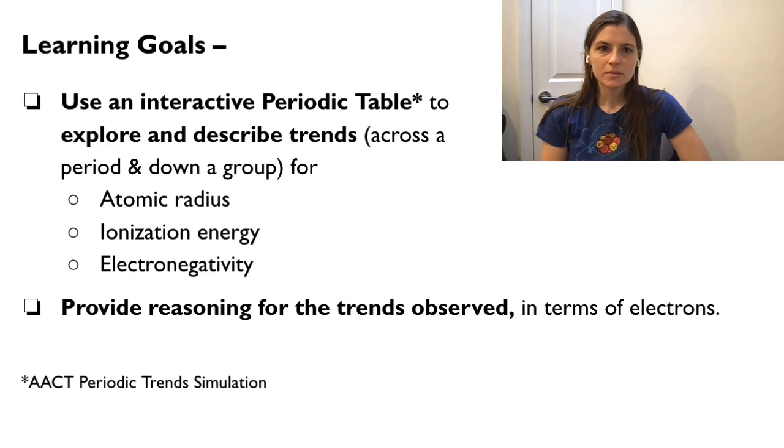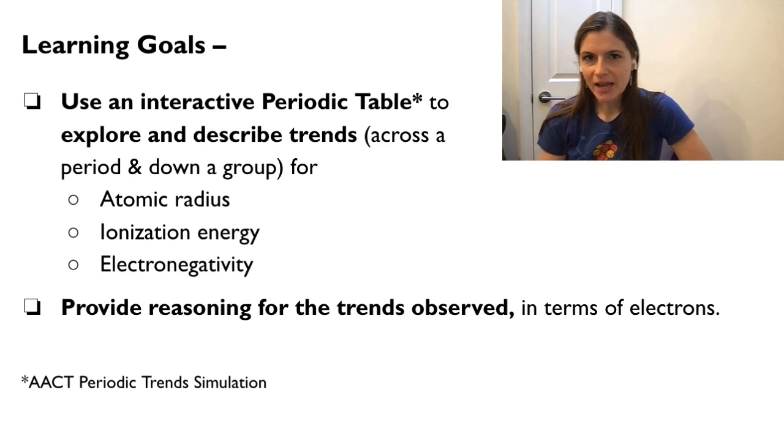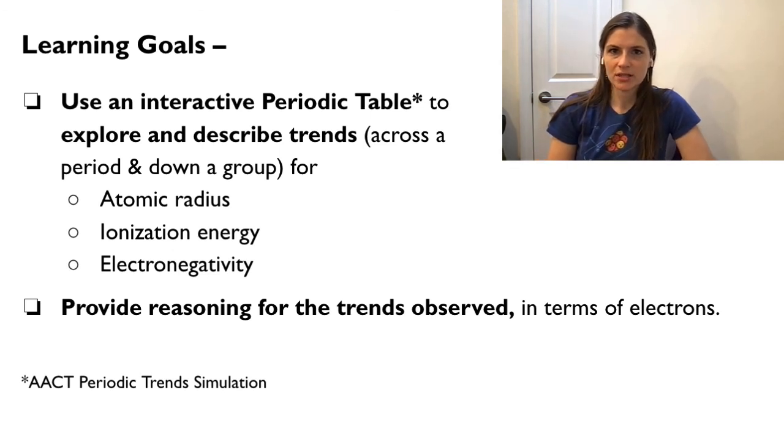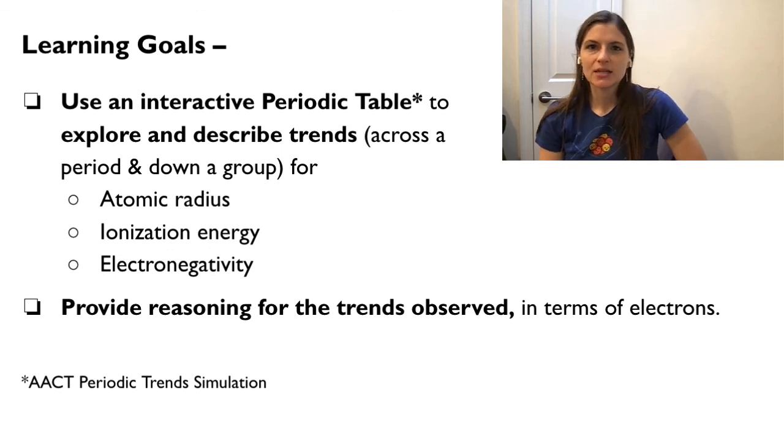The purpose of this simulation and this lab was to help you better understand the major trends in the periodic table and explain why those trends are occurring. Make sure you're writing in complete sentences as you answer the questions in this lab, and make sure that you're also referring back to prior lessons to really make connections between what you were doing in this activity and what you learned in the past.